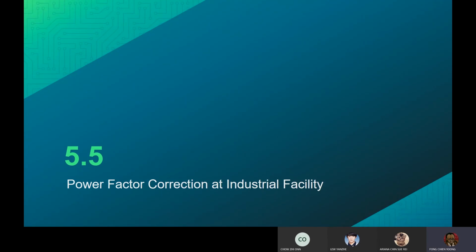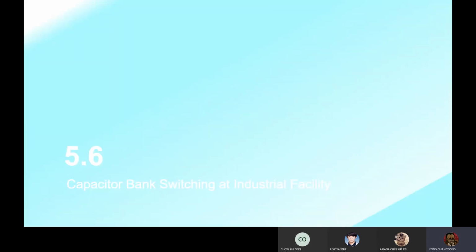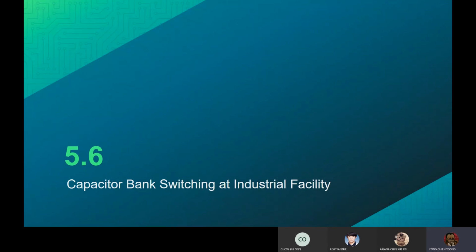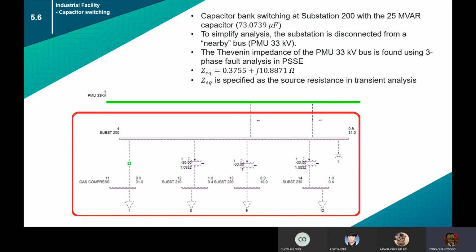In section 5.5, power factor correction at the industrial facility is achieved by placing capacitor banks, and we choose a 25 MVAr capacitor bank to increase the power factor from 0.86 to 0.985. In section 5.6, we analyze the capacitor bank switching using PSCAD. Before doing that, we try to find the Thevenin impedance of the 33 kV bus using three-phase fault analysis in PSSE. This impedance is specified as the source resistance in transient analysis.